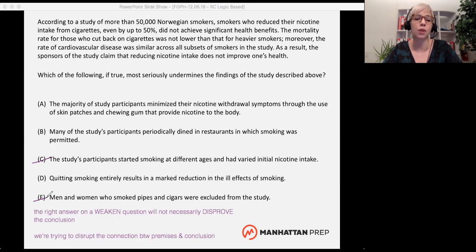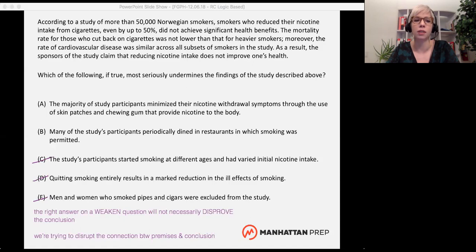D kind of attacks our conclusion without addressing the premises. By that I mean, if D were true, the conclusion would kind of be untrue, but the study results would be irrelevant. And what we want to do is take that study as a given and weaken how we went from that to the conclusion. Does that make sense? So stuff that just comes out of left field, speaks to the conclusion but doesn't speak to the premises, that's not going to be a right answer on a strengthen or weaken question. So this is actually out. Tricky, right?